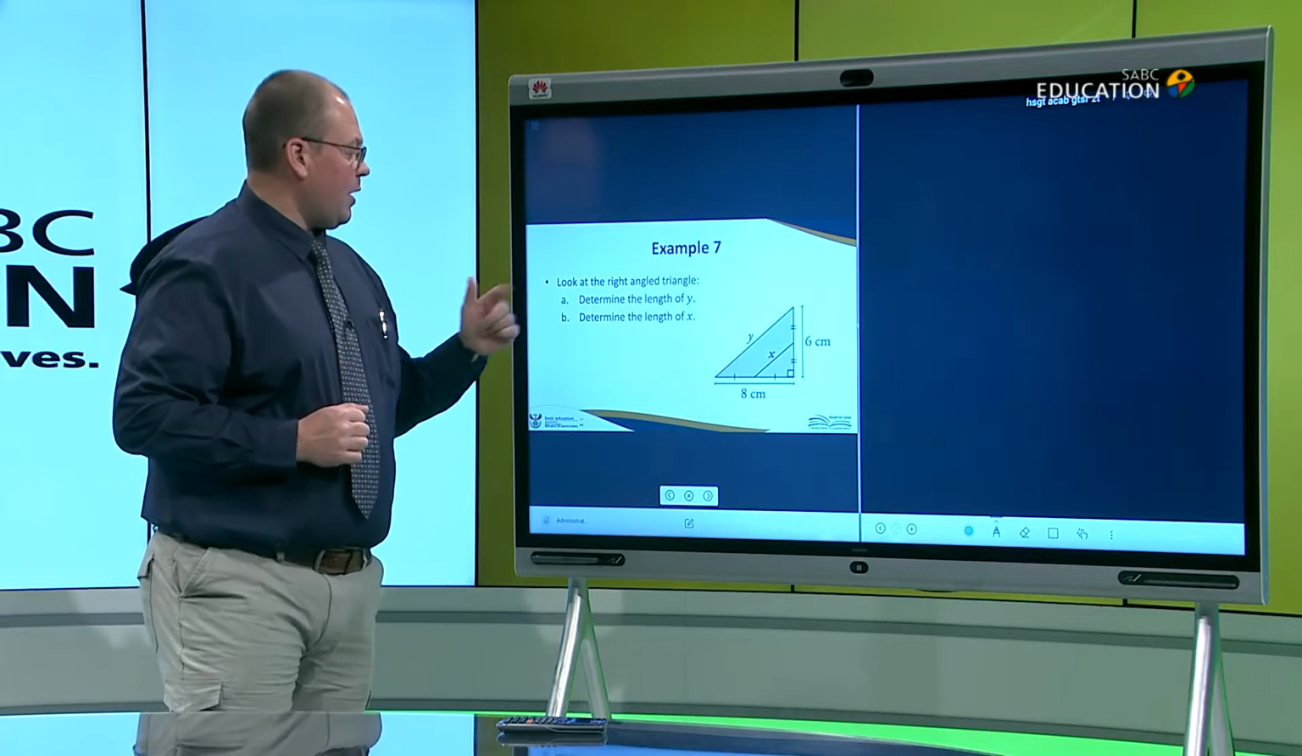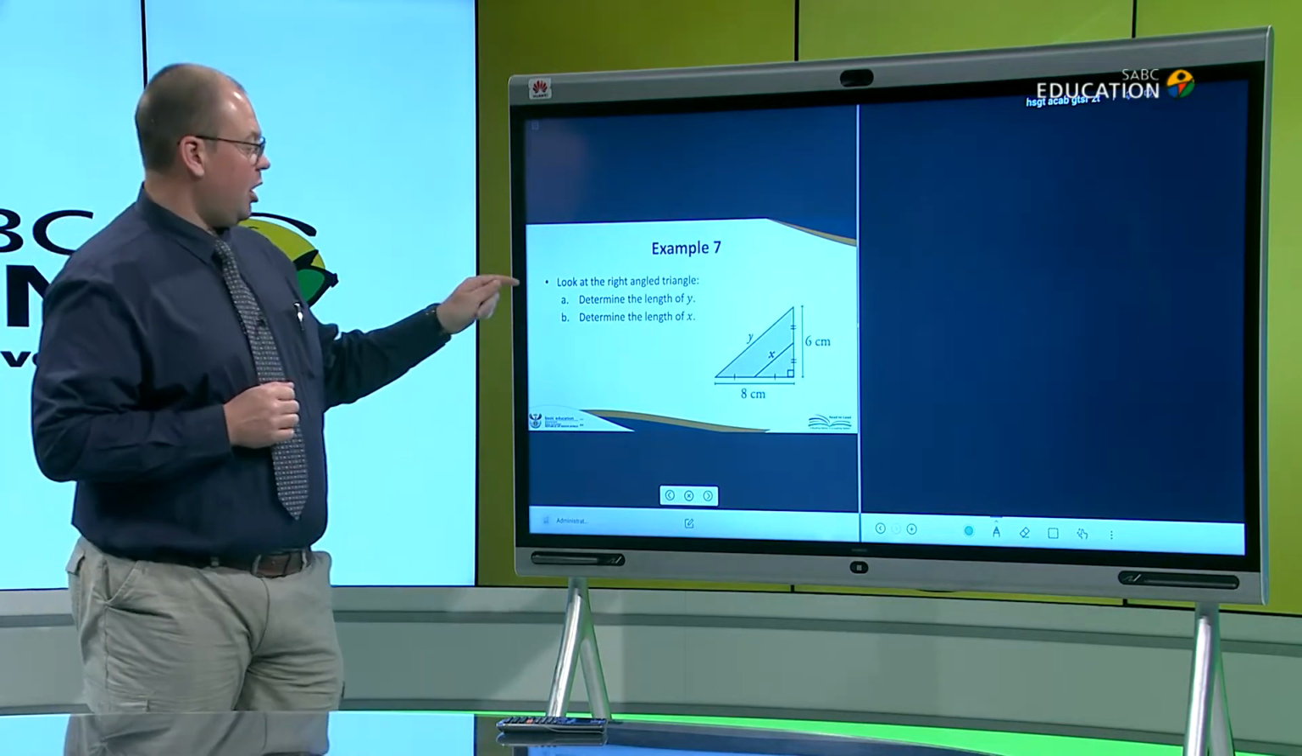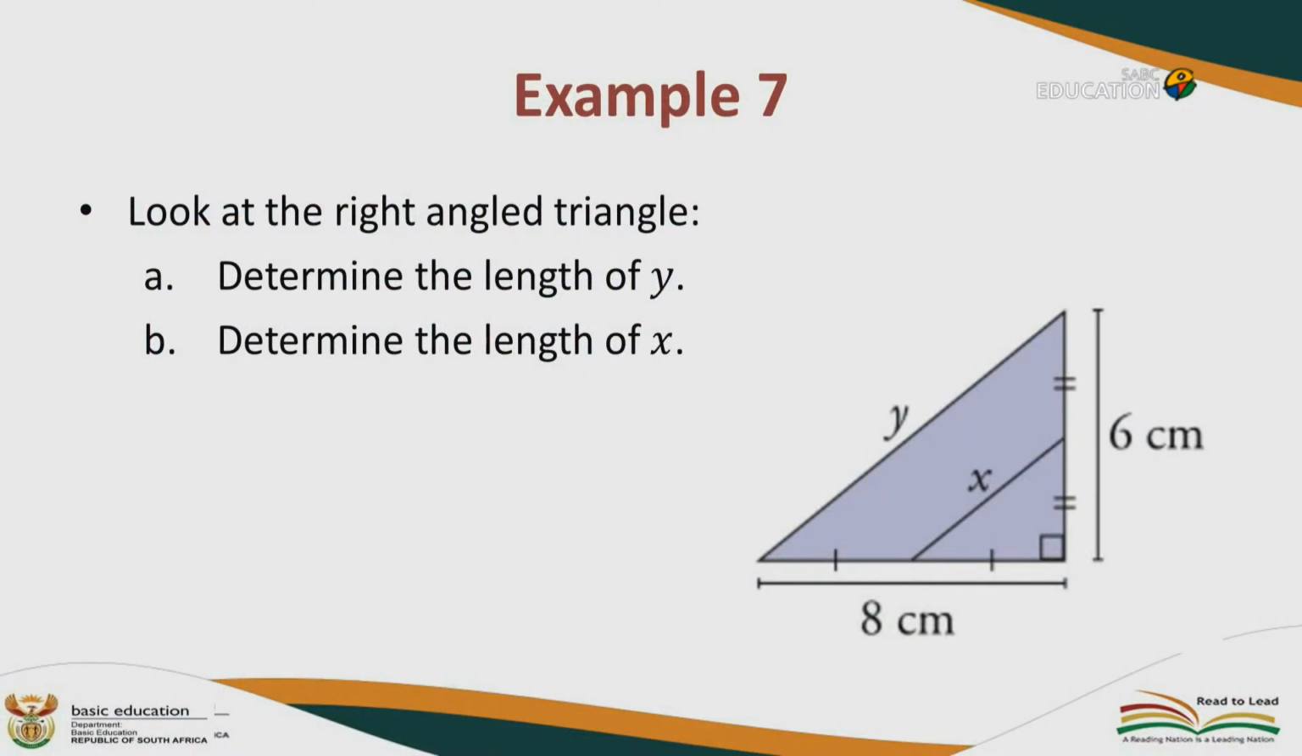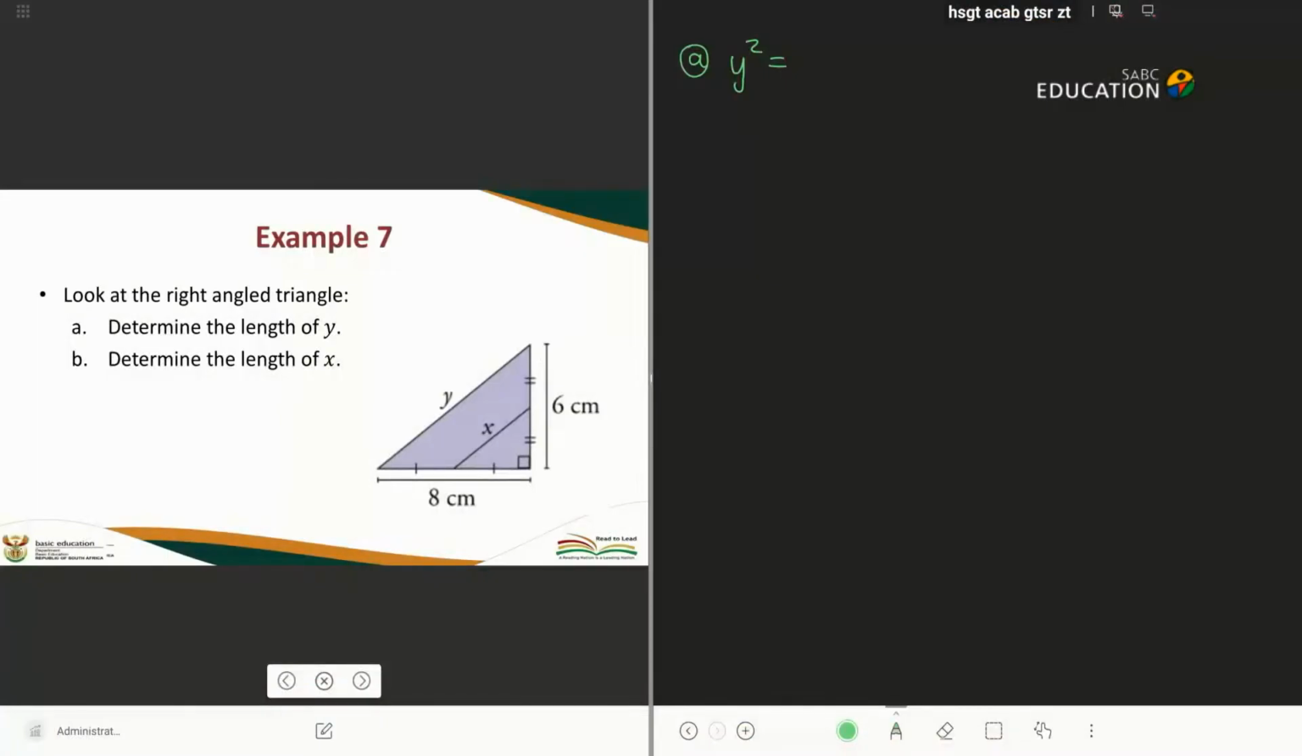Example 7. Look at the right-angled triangle. Determine the length of y, and then in B, determine the length of x. So if we look at y in A, then we will see that because it's a right-angled triangle, hopefully you already started screaming that you must use the theorem of Pythagoras. All right. So because I've got the two right-angled sides as length. All right. So for A, I can say that y squared will be equal to 8 squared plus 6 squared, and your reason will be Pythagoras.